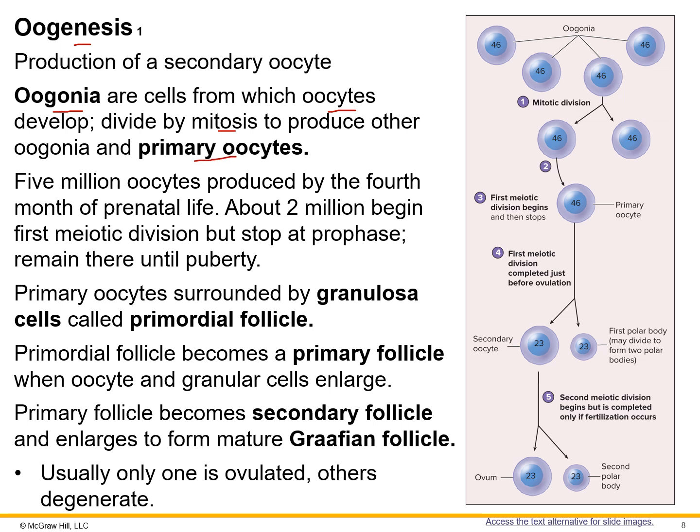So to begin with, again, diploid cells, we have what are referred to there as those primary oocytes. Just to put some numbers in perspective, about 5 million oocytes are produced during the 4th month of prenatal life. So this is early in development that these oocytes are being made. And about 2 million start that first meiotic division, but they're going to stop at prophase.